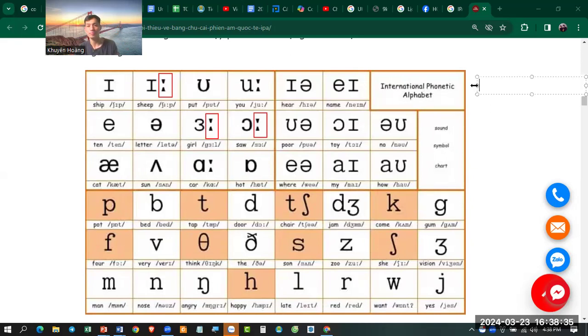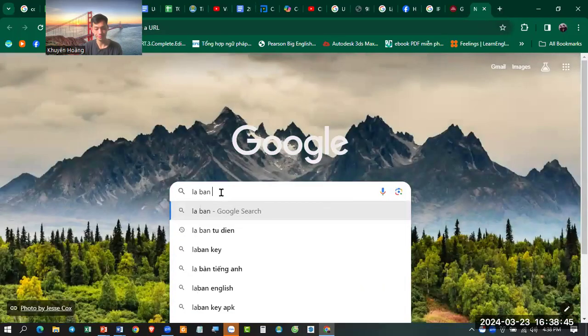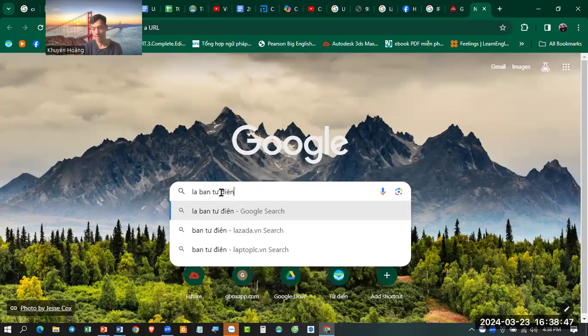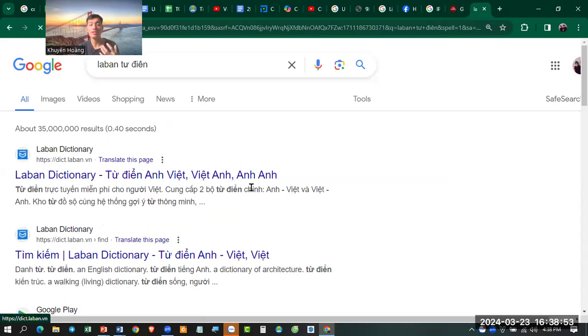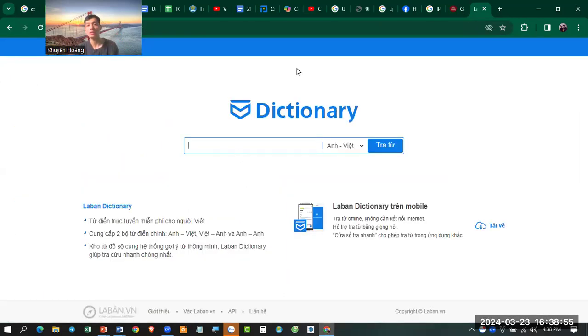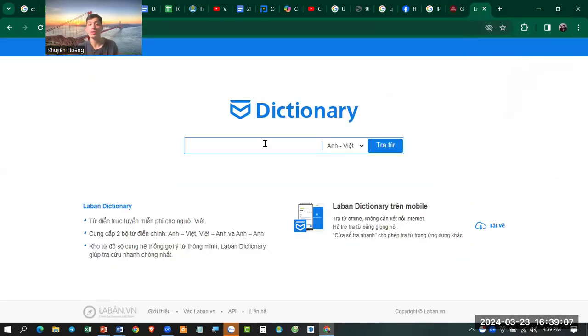I'm going to show you in a dictionary. Let's try this. The sound I is shorter than the sound E, long. This one is longer than this one. This is A, short, but this is E, longer. Commonly, the stress is on the long sound syllable.